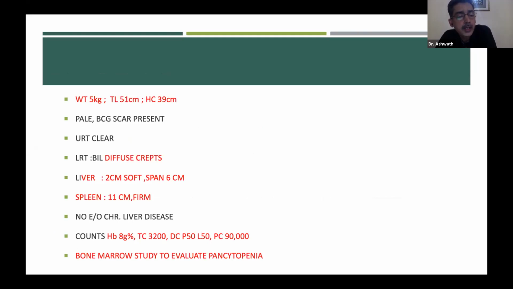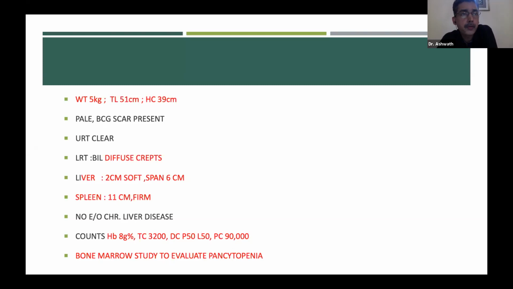The only physical examination finding that was striking, apart from crepitations in almost all the lung fields, was a striking splenohepatomegaly with an 11 centimeter firm spleen. There was no history suggestive of chronic liver disease. And when we proceeded to investigate her, we found that she had pancytopenia. We also investigated with the bone marrow because she has organomegaly.